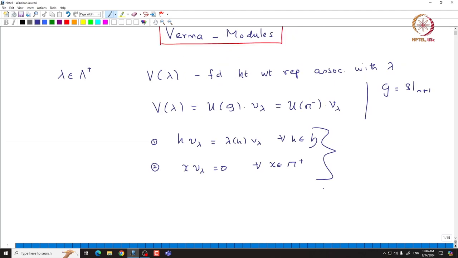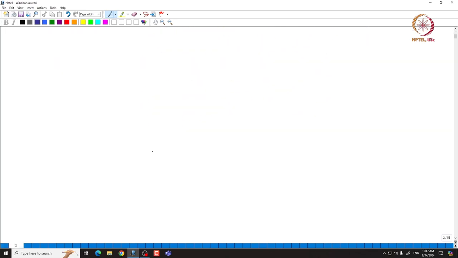In the construction of the Verma module, you can see that these two relations do not see anything about lambda being dominant. As long as lambda is some weight, that means more generally an element of H star, that is good enough to define these two relations. That is why we start with an element of H star. So, let us say for lambda in H star, we want to define a standard cyclic module associated with this lambda.